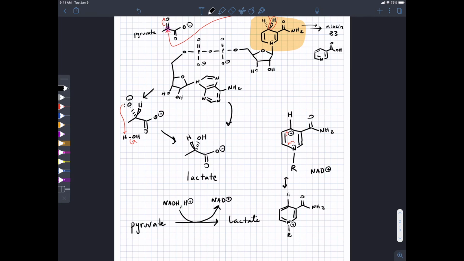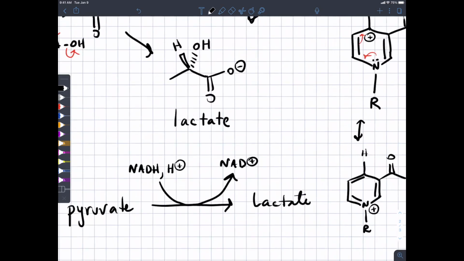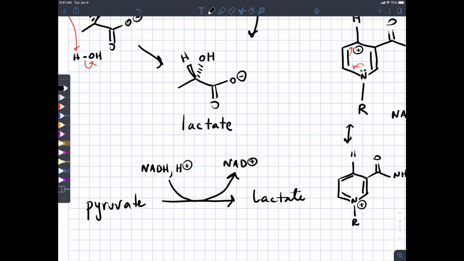I guess biochemists have a different standard of what principled laziness is, and they want to make sure they balance their equations. So if you ever see NADH, realize that the H on NADH is the hydride that gets delivered as the nucleophile. And then this proton is the one that goes on the negatively charged oxygen.